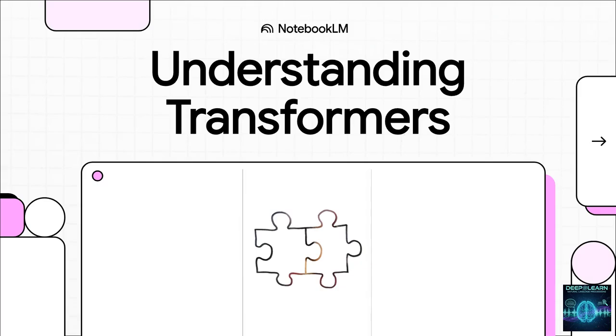Welcome to The Explainer. Today, we're going to talk about the thing that powers pretty much all of modern AI. You know, the chatbots, the image generators, all of it. We're talking about the transformer network.